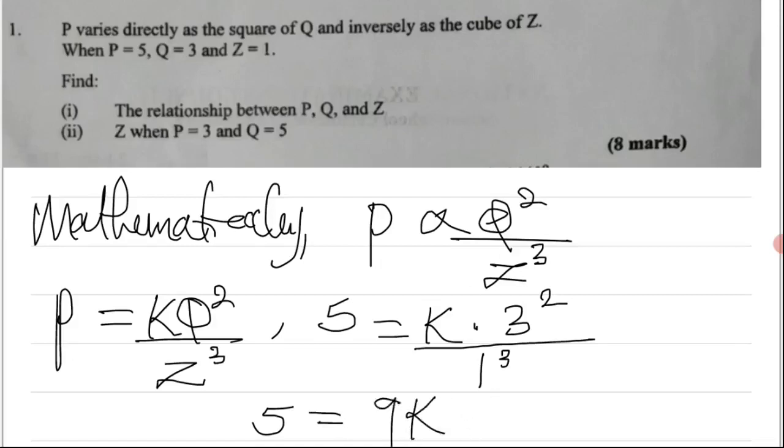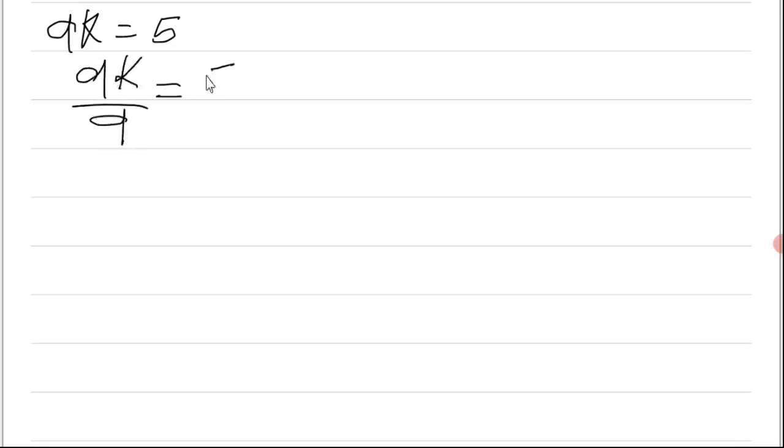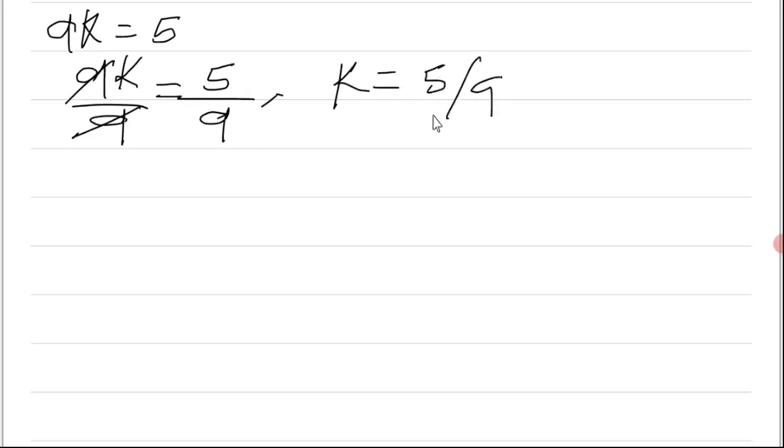So 5 is equal to 9K. Rewriting, 9K is equal to 5, so let's divide both sides by 9. We have 9K over 9 is equal to 5 over 9, so we cancel this. Therefore our K is 5 over 9.